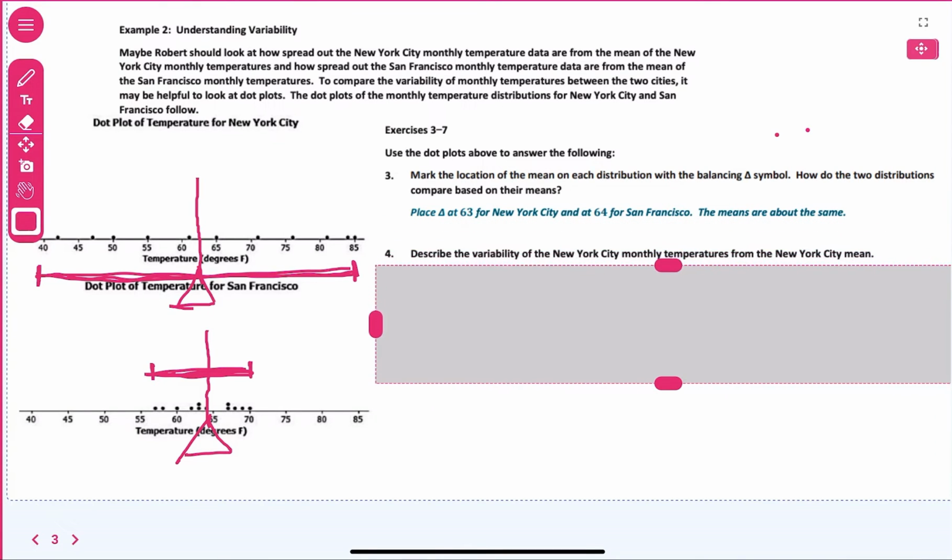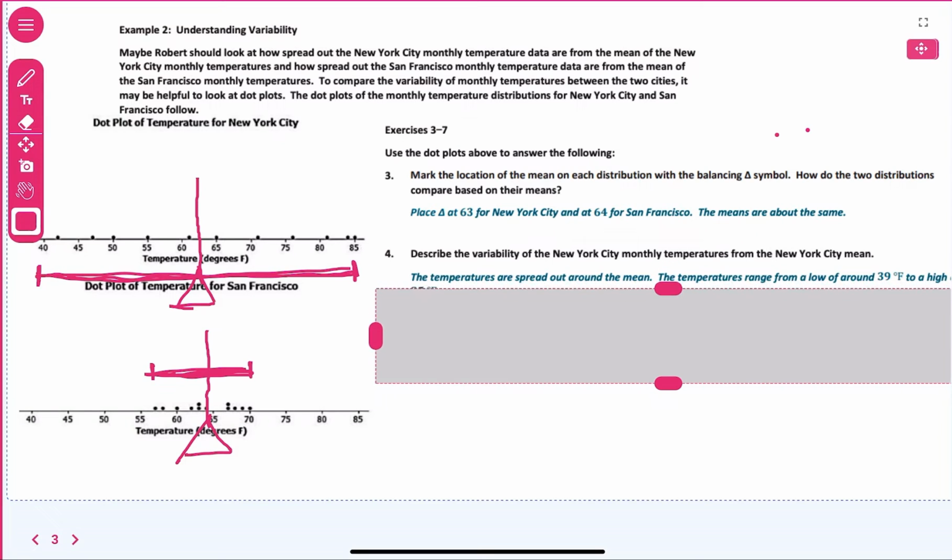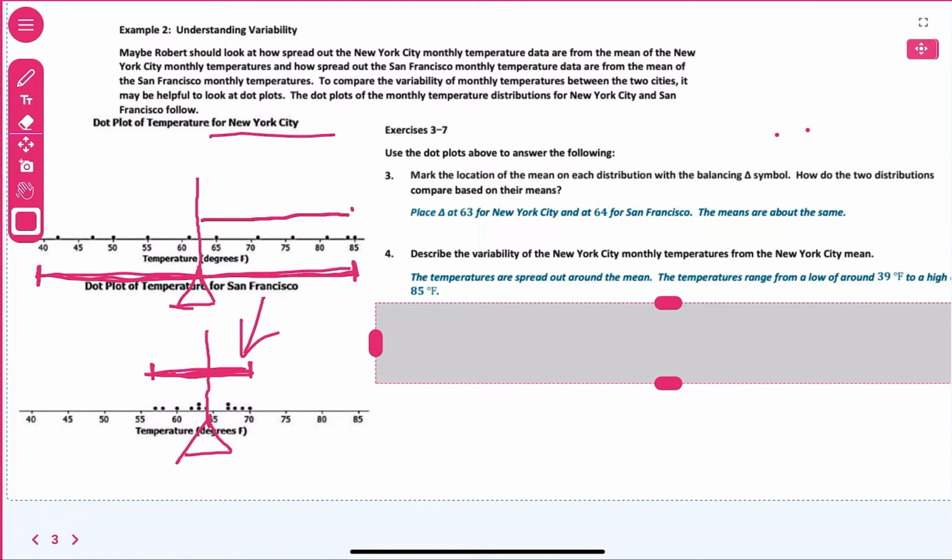Both about the same. But if we describe the variability of the monthly temperatures, as opposed to the mean, well, it's a lot more spread out for New York. This is New York. This down here is San Francisco. So New York's much more spread out. We have to go all the way over here to get to the high and all the way down here to get to the lowest. But here, for San Francisco, we don't go that far.